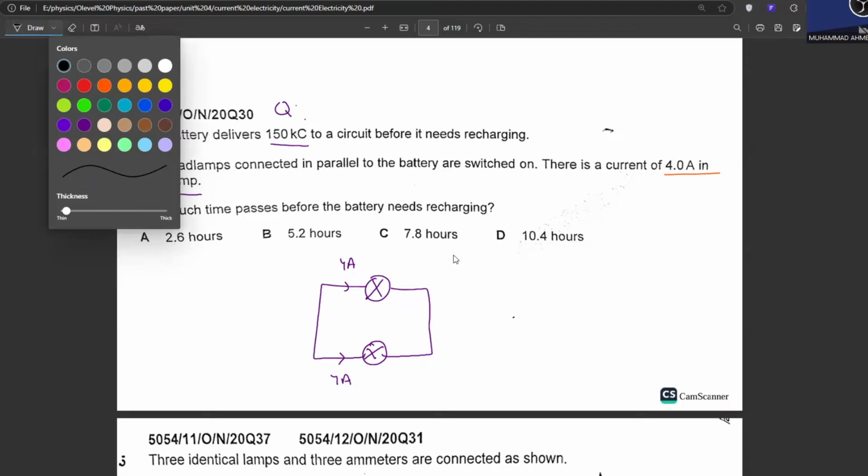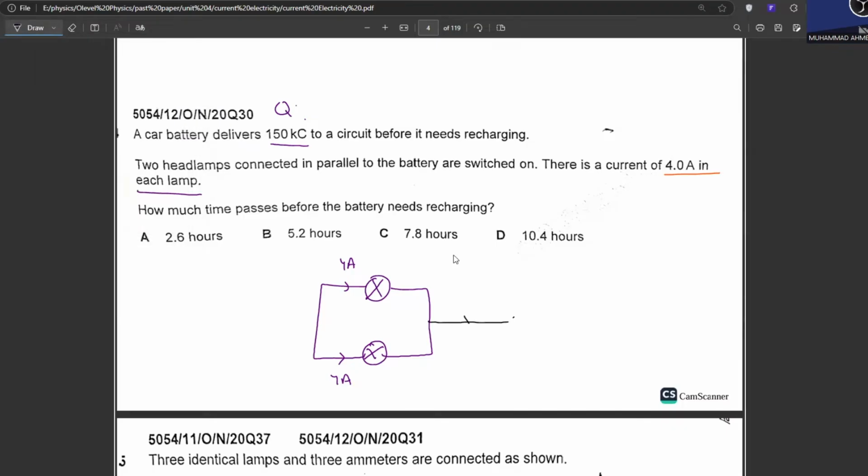What will be the combined current? 8 ampere. Your combined current is 8 ampere. Your total charge is 150 kilo coulombs. Can you calculate the time before it needs recharging? Yes, surely you can do that. I is equal to Q over T. You can make time the subject of your formula here.